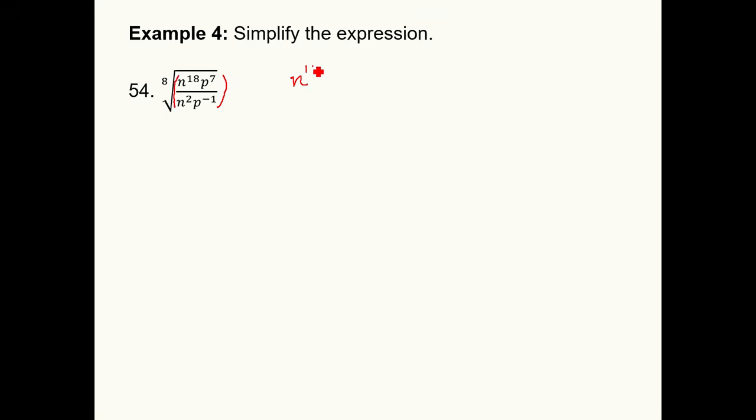If I have n to the 18th and I divide away n squared, that means I have n to the 18 minus 2, n to the 16th. Likewise, if I have p to the 7th divided by p to the negative 1st, that's the same thing as p to the 7 minus negative 1, p to the 8th power.